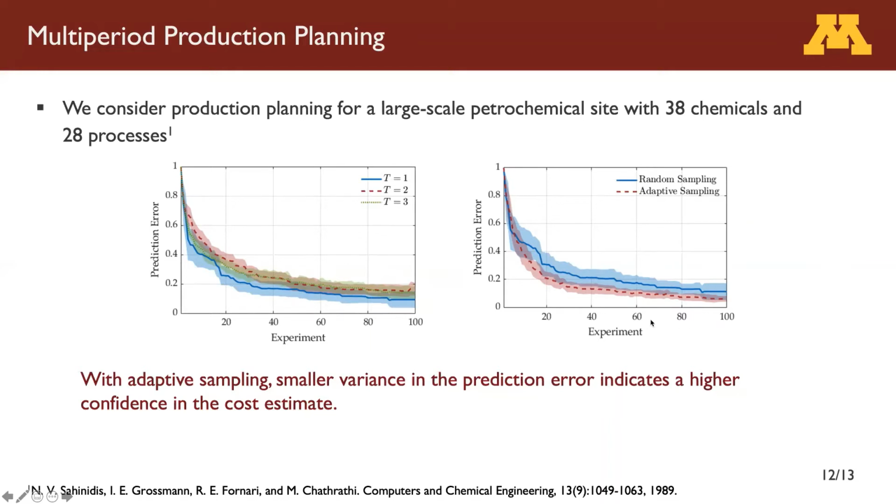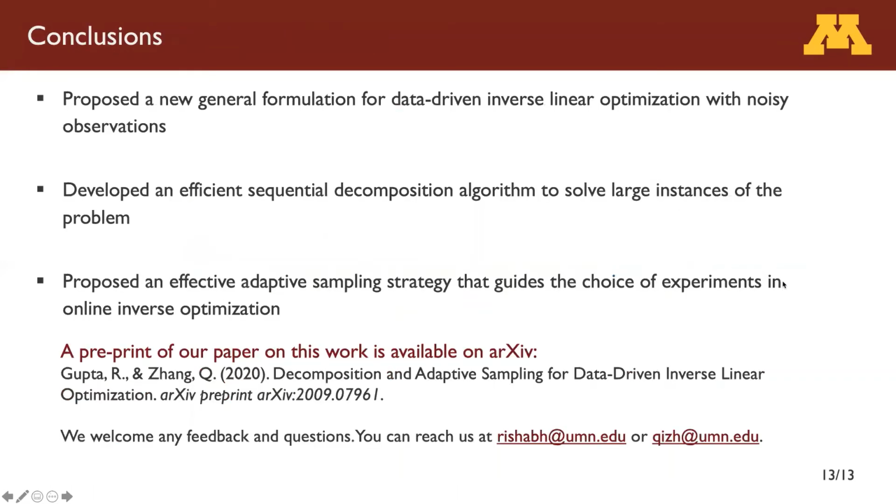Also, the adaptive sampling plot shown here on the right shows the variance of the prediction error around the mean. Clearly, if we compare the two sampling methods, adaptive sampling not only reduces the sampling requirement, it also produces an estimate with much higher confidence, which is apparent from the noticeably lower variance around the mean for the red curve. Okay, finally, we have the conclusions.